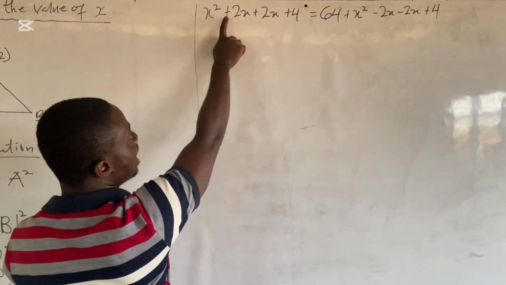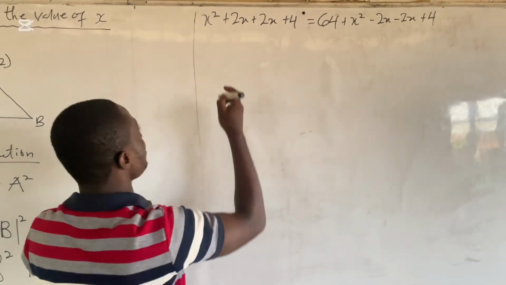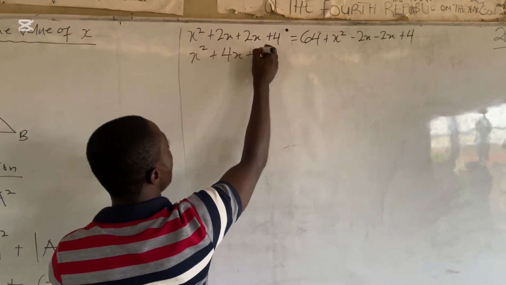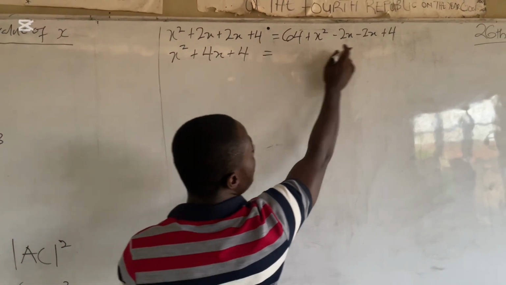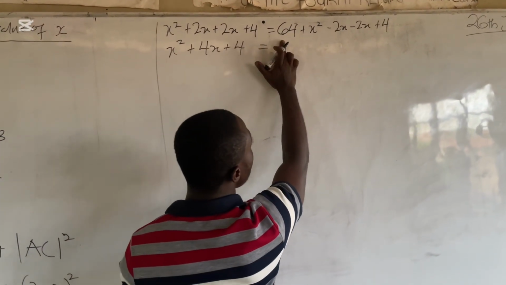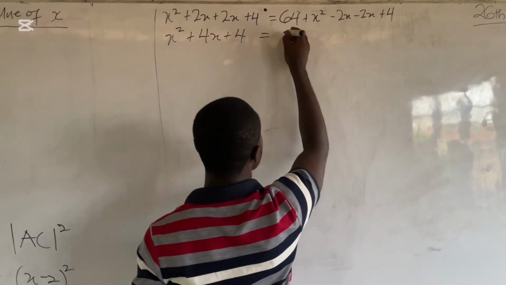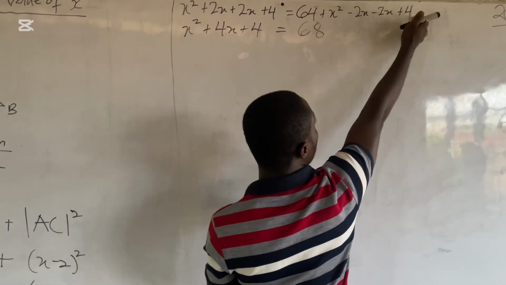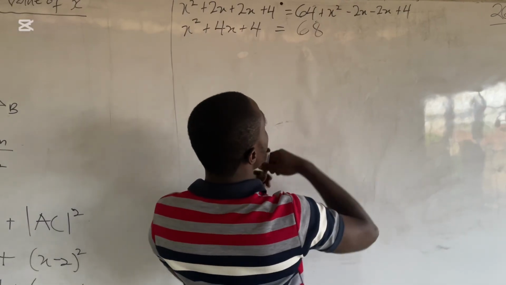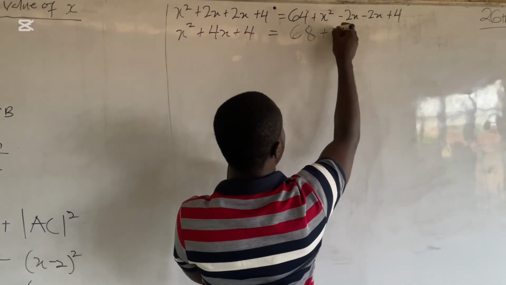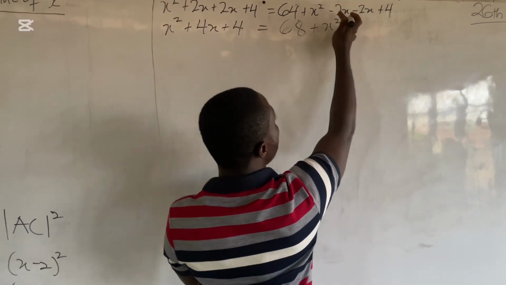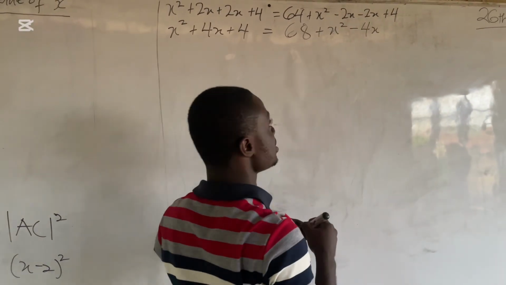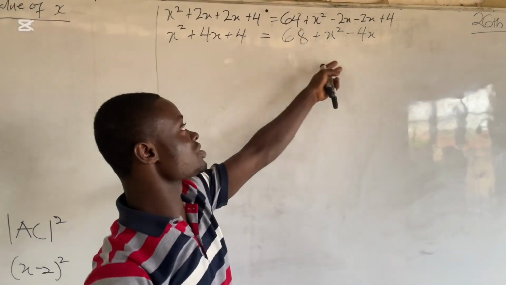So 2x plus 2x gives us 4x. So that gives us x squared plus 4x plus 4 here to be equal to, then we come to this side. So this is 64 plus the 4 here. That gives us 68. Because you know that 64 will add up to this 4 to give us 68. And then plus we have here x squared. And then minus 2x minus 2x gives us minus 4x. So we are done simplifying both sides. Let's continue.